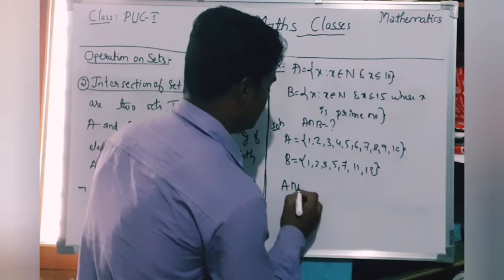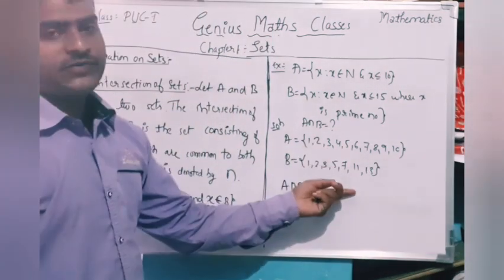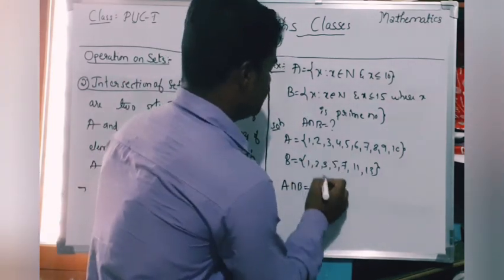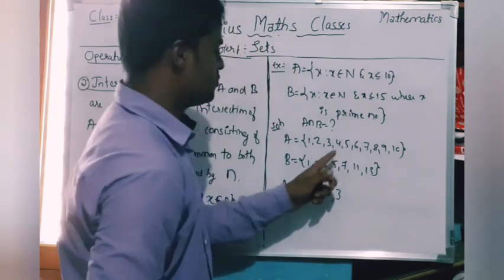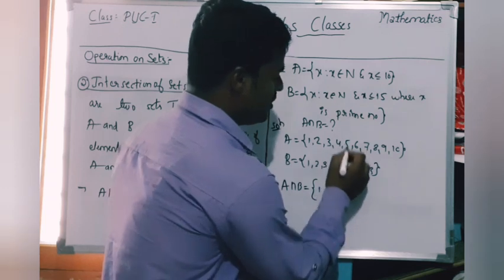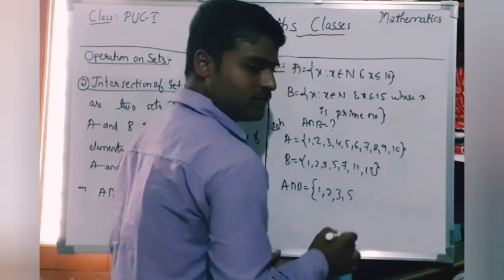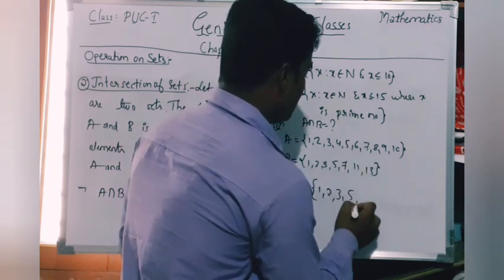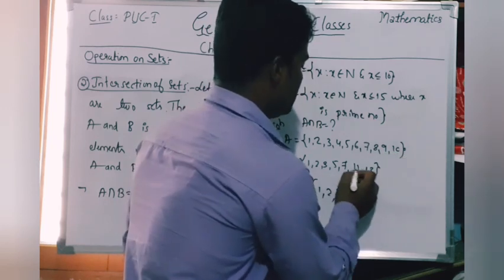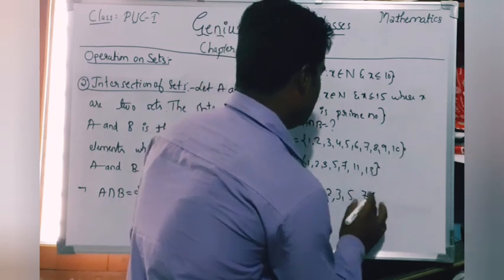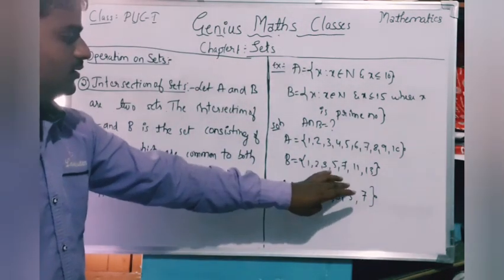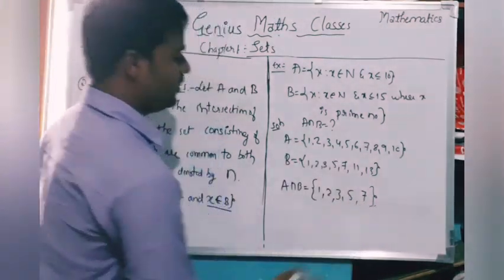A intersection B is the common elements between both A and B. So what are the common elements between A and B? 1 is common, 2 is common, 3 is common. 4 is not common here, so 4 cannot be an element of A intersection B. 5 is here and there, therefore 5 is a common element. 6 is not a member of A intersection B. 7 is common. 8, 9, 10 are not present in B, and 11, 13 are not present in A. That is why 1, 2, 3, 5, 7 are the only common elements between these two sets. So this is about A intersection B.